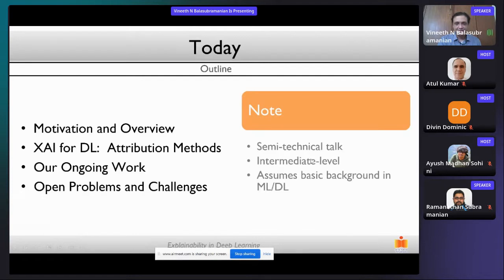So this is going to be a semi-technical talk. We will get into some details of the methods, but probably not get too technical or too mathematical, to keep it relevant to a wider audience. It'll be an intermediate level talk, but I am going to assume a basic background of knowledge in machine learning and deep learning for the rest of this talk.